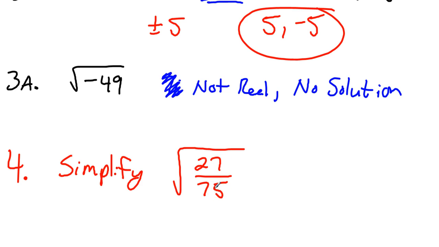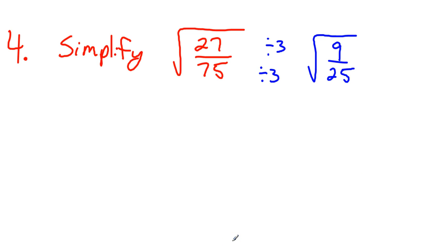The first thing you want to look at on this one is that if you have 27 and 75, you can divide them both by 3. And if you divide both the top and bottom numbers by 3, that makes it 9 over 25. And if it's 9 over 25, square root of 9 would make it 3. Square root of 25 would be 5. And then that would be the number that you're looking for there.